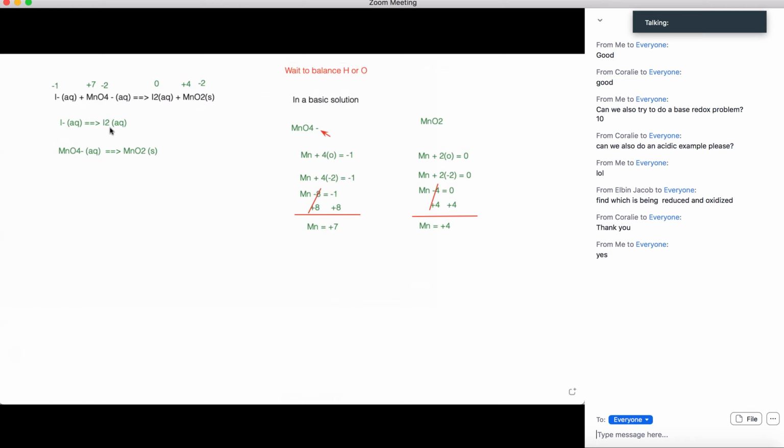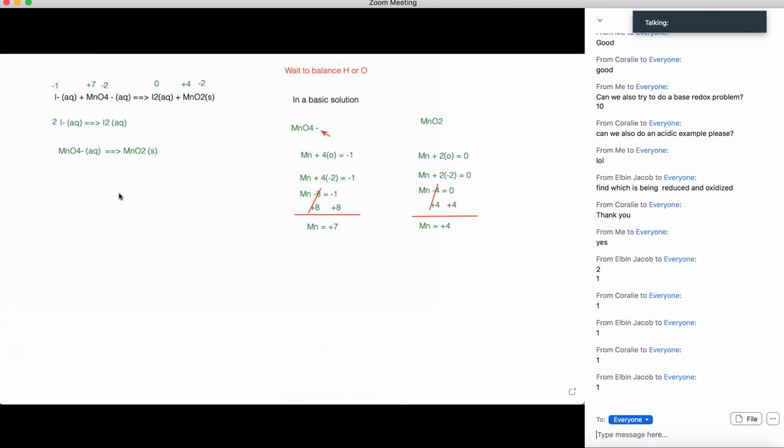All right. So if I look at the I2 on the right, how many iodine do I have there? 2. The I minus, how many do I have there? 1. So I need to put a 2 in front of it. That way I'll have 2 of them. All right. And then looking at the one below that with the manganese, how many do I have on the product side? So that's the right-hand side. How many on the left? 1. Good. So those are balanced, and we're waiting for the oxygen.